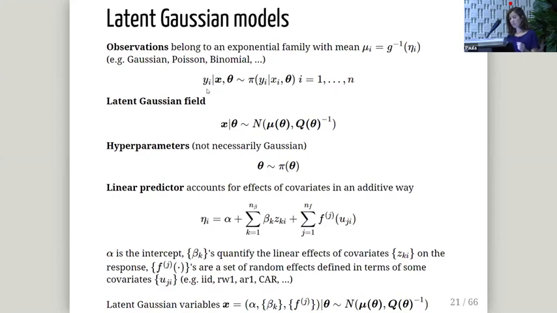So if you specify a model with observations from an exponential family, parameters from a Gaussian family, and hyperparameters of any family, you're fitting a latent Gaussian model. And then the linear predictor can be expressed as a sum of an intercept, covariates, and random effects. Okay, so these are the models that INLA can fit.